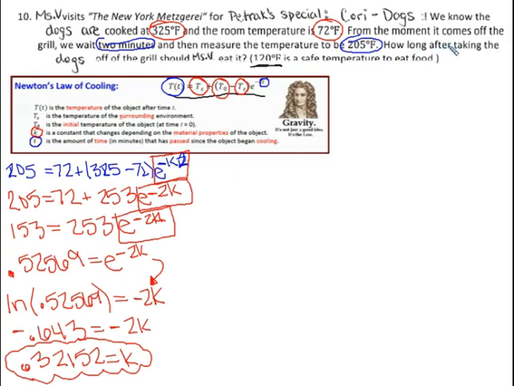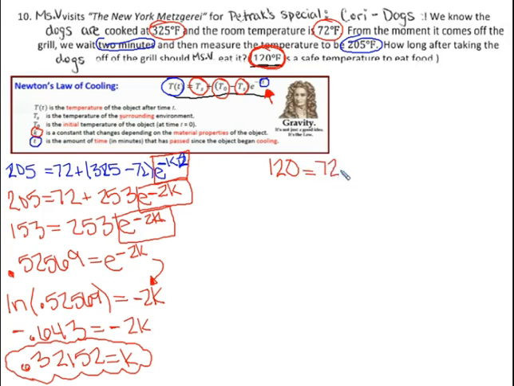That's a k value, which is useful to know, but it does not answer our question: how long after taking the dogs off the grill should I eat it? We're trying to figure out a time in this case, not the constant. But now that we know the constant, just like with variation, we can plug it back into our equation. In this case, we're looking for an ending temperature of 120, because that's when it's safe, instead of the previous ending temperature of 205.